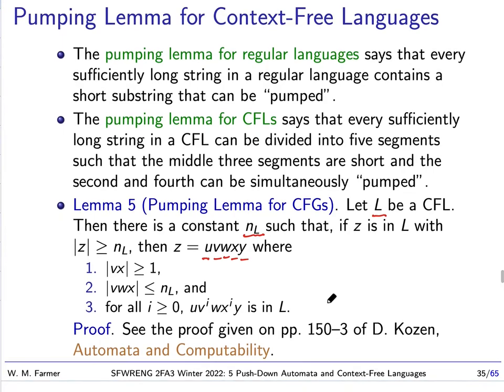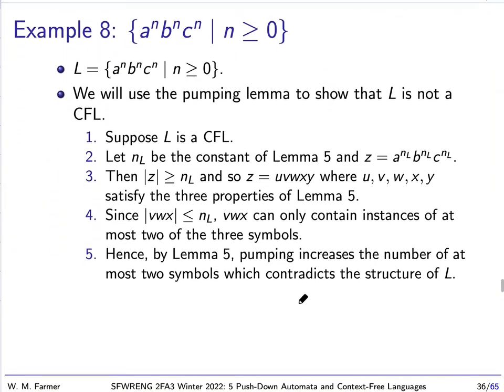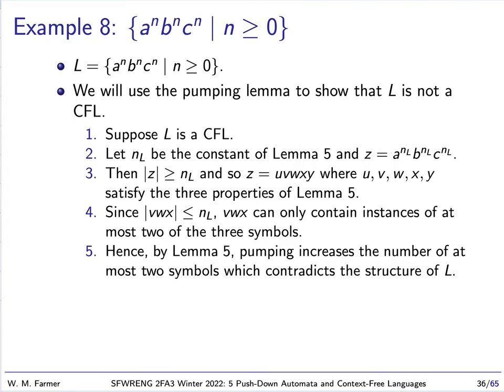Okay, so I'm going to show you an example of how we can use the pumping lemma to show that a language is not context-free. So here's my language. It's the set of all strings of the form a^n b^n c^n. All strings of this form, where we have a string of A's, a string of B's, and a string of C's, but the length of each of these substrings is n. And n can be any number greater than or equal to 0. So the claim is that this language is not context-free. And we're going to use the pumping lemma to show it.